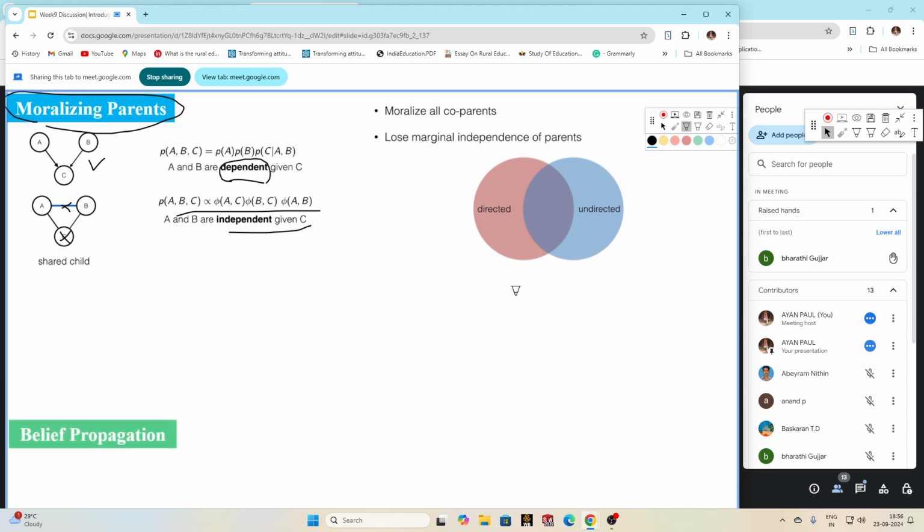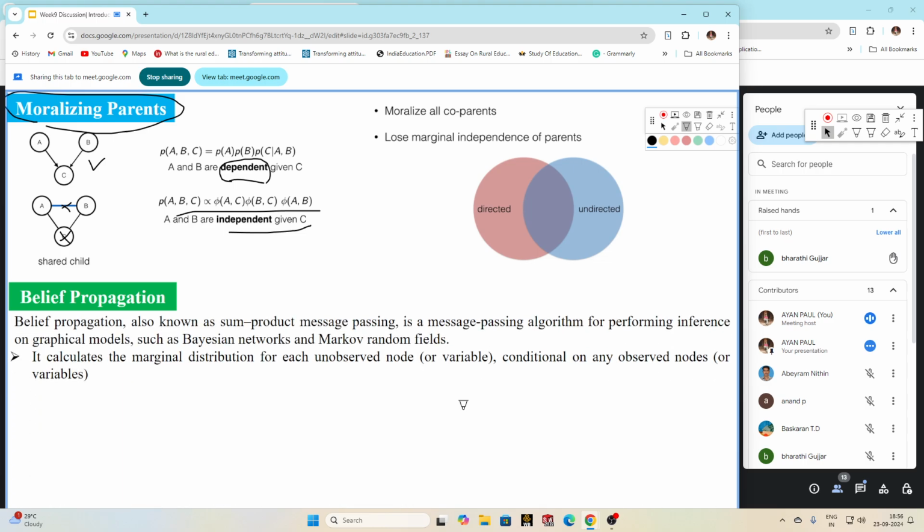Yes, sir. Okay, now let's move on to the next topic called belief propagation. Belief propagation, also known as sum-product message passing, is related to passing of messages. It is a message passing algorithm for performing inference on graphical models such as our Bayesian networks and Markov random fields. It calculates the marginal distribution for each unobserved node or variable conditioned on any observed nodes or variables. So this is about the belief propagation network.